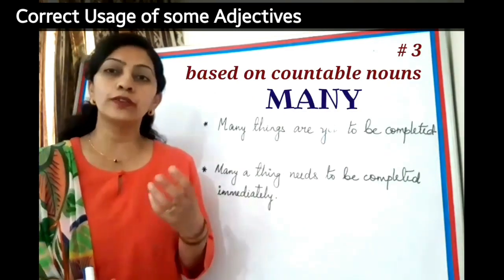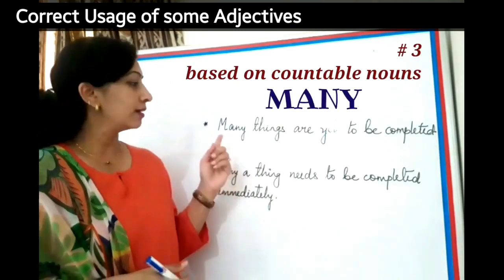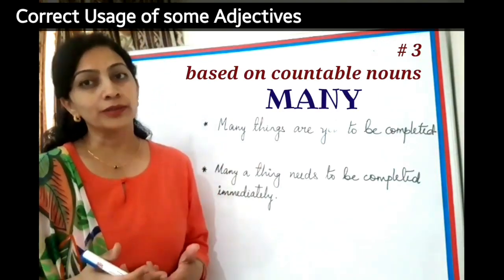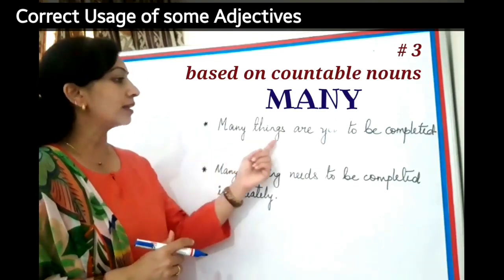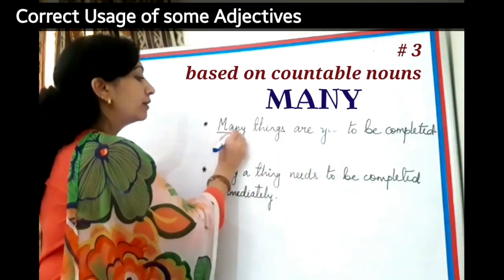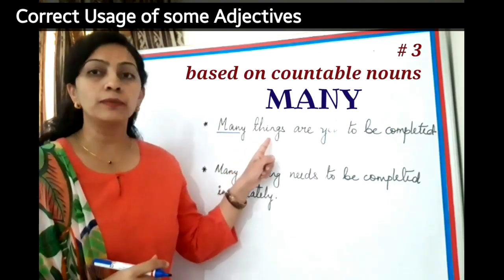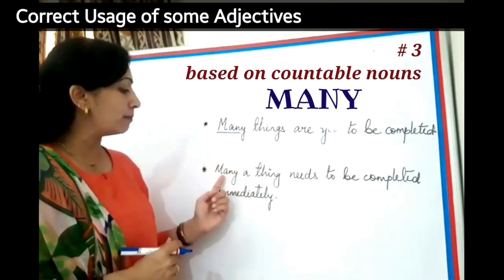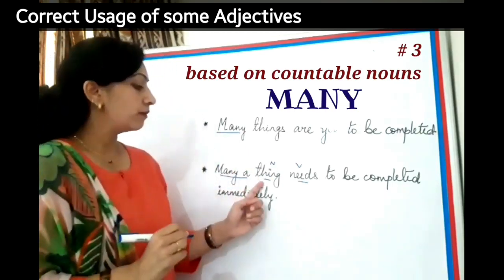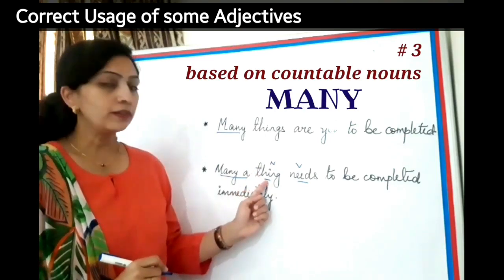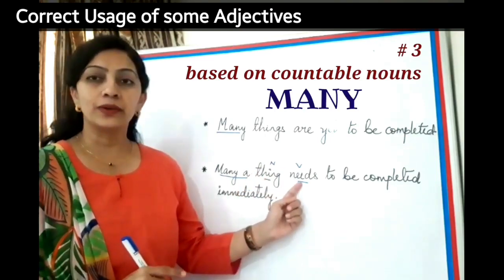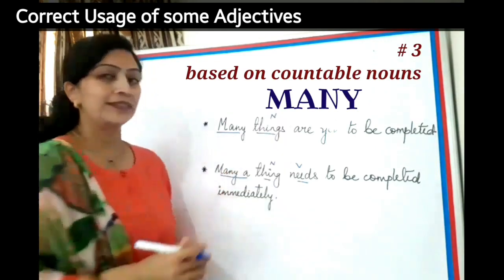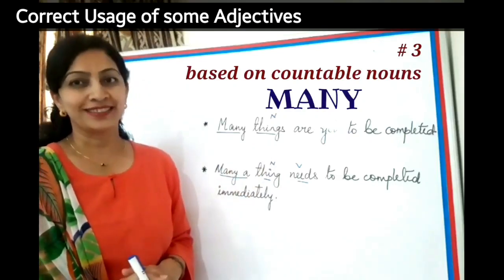Now under the category of countable nouns, we have the next one, many. Many is used for larger quantities which you can count. Look at this example: Many things are yet to be completed. When we use many, it is always used with the plural noun. But there is a difference between many things and many a thing. When we use many a, we have a singular noun and a singular verb, whereas when we use only many, we have the plural, like here, many things.